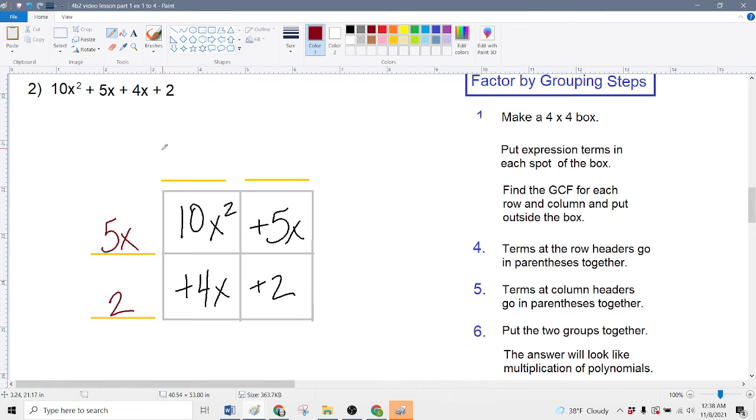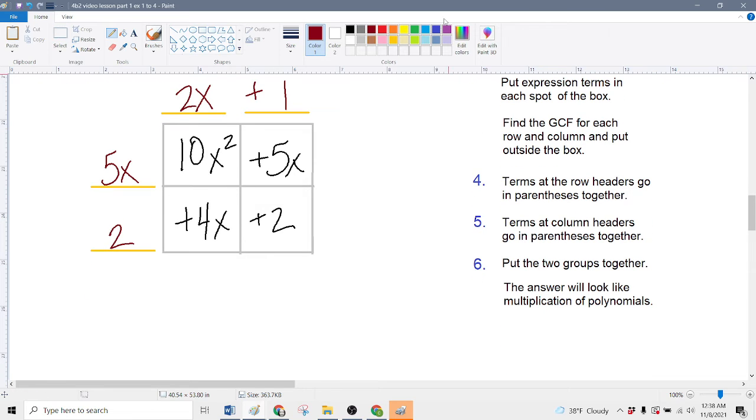Now let's pop up here. What do I need to multiply 5x by to get back to 10x squared? Well, I'd need to multiply 5 by 2 and x by x. Let's see if it works for this second spot down here. 2x times 2, yep, 4x, we're good. And here we'll need a plus 1, okay? We'll go ahead and take those side terms. They'll go in the first set of parentheses, the top terms in the second set.